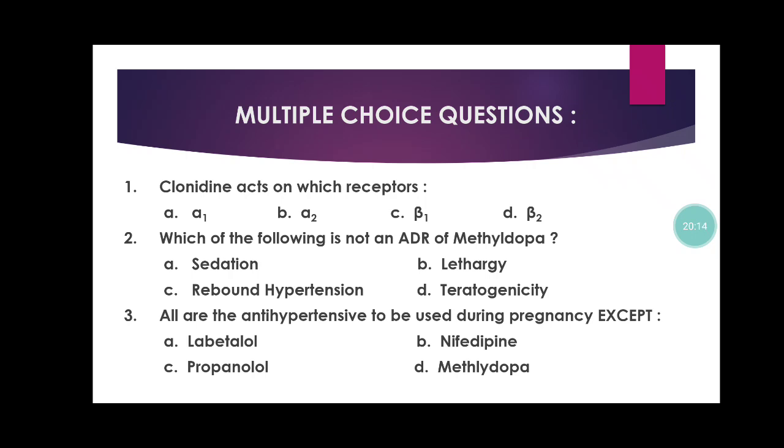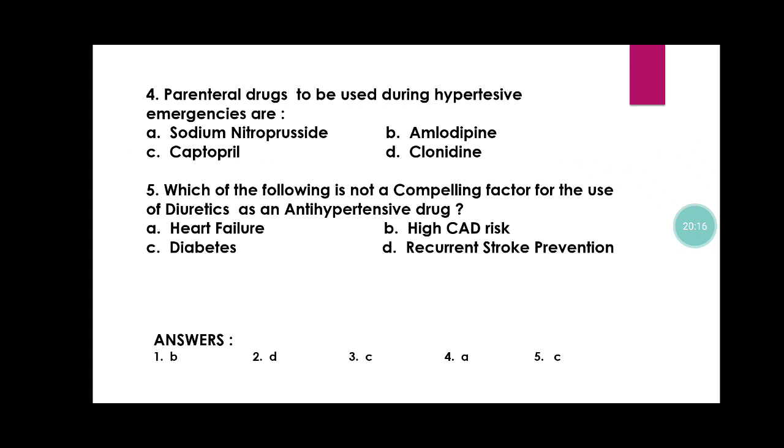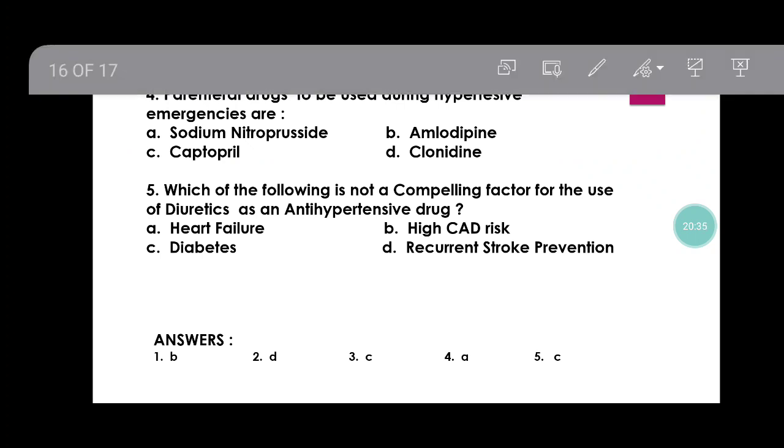Third, all are the antihypertensives to be used during pregnancy except, as just discussed a few slides earlier, the answer is propranolol. Fourth, parenteral drugs to be used during hypertensive emergencies are A. Sodium nitroprusside. Which of the following is not a compelling factor for the use of diuretics as an antihypertensive drug? C. Diabetes. Thank you.